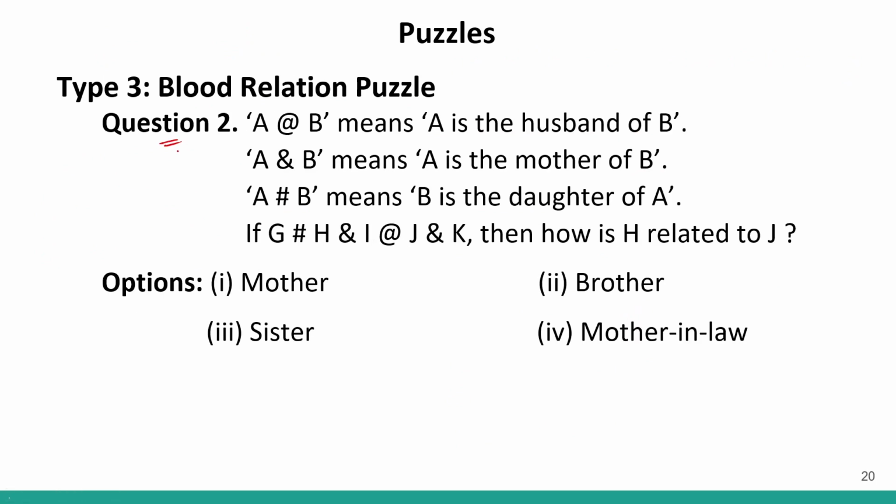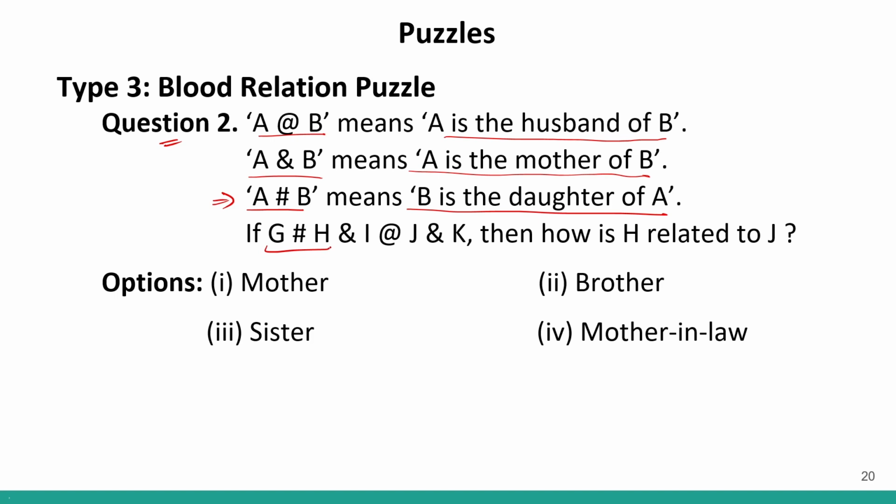Question number 2. Again, a similar concept. A at B means A is the husband of B. A and B means A is the mother of B. A hashtag B means B is the daughter of A. Now pay attention. It is not A is the daughter of B. It is B is the daughter of A. Please keep in mind the correct code.